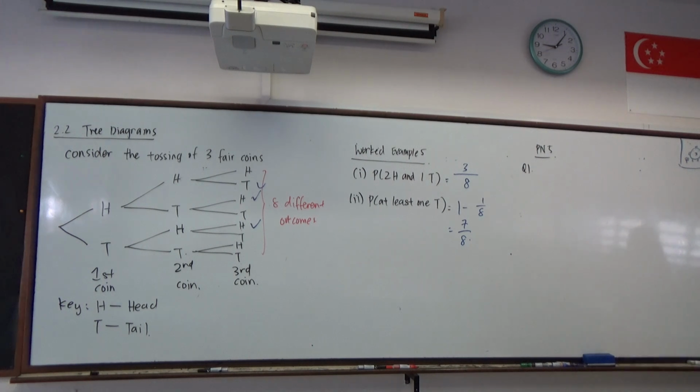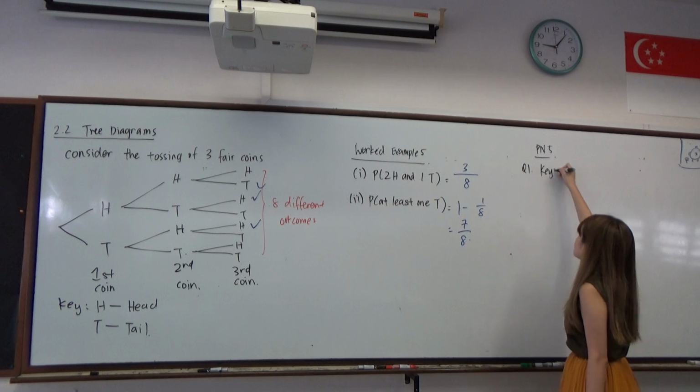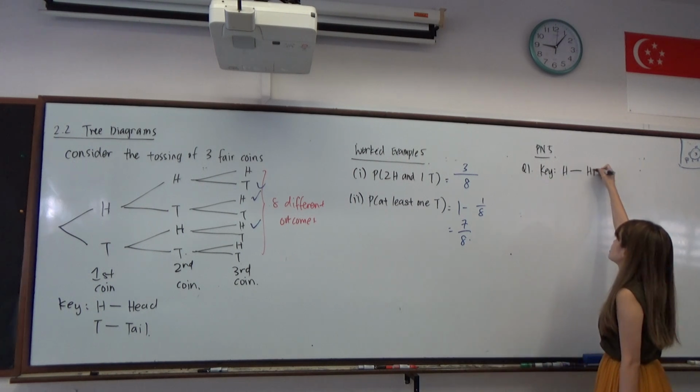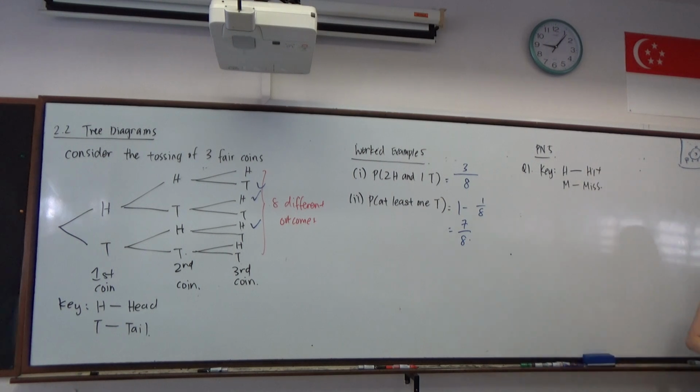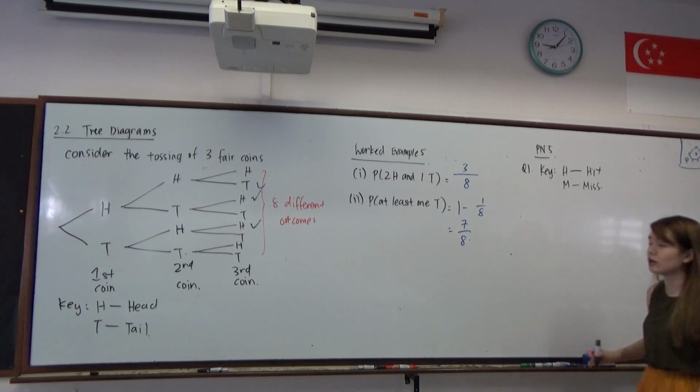Okay, I want you to try practice now 5. Question 1. Draw a tree diagram according to the situation where it's about hitting the bull's eyes. Okay. Hit or miss. Okay. So you can have a key that says H represent hit and M represent miss. Okay. Yes. Yeah. We need to write the first one, second one, third. Yes, you must write down first coin, second coin, third coin.